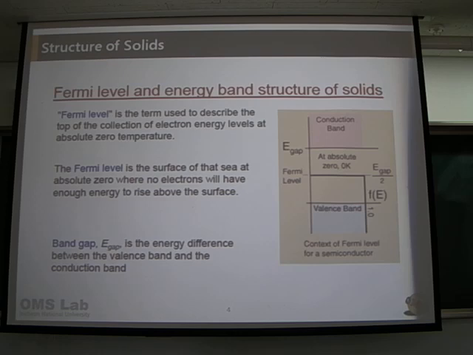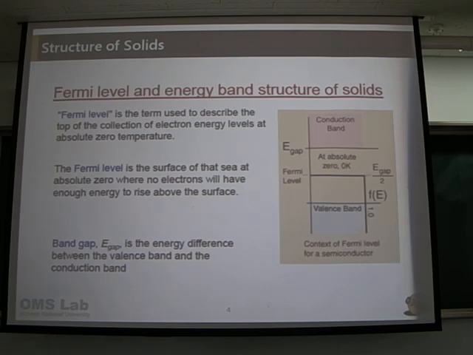Fermi level and energy band structure of solids. What is the Fermi level? Fermi level is the term used to describe the top of the collection of electron energy levels at absolute zero temperature. Look at here, at absolute zero temperature, this is the Fermi level. And another way to say it, the Fermi level is the surface of that sea at absolute zero, where no electrons will have enough energy to rise above the surface.